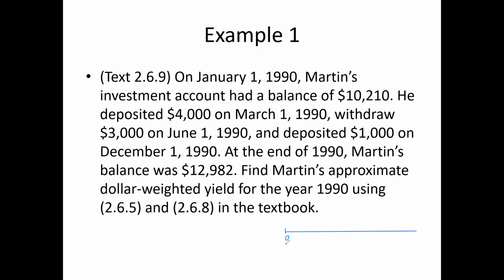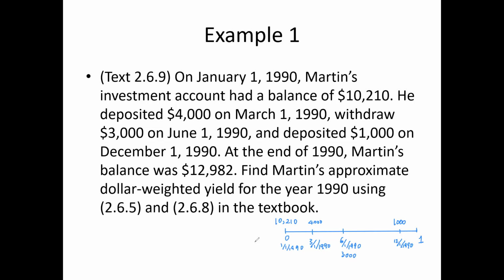That's time zero, which is January the 1st, 1990. Martin has so much money in the account. And on March the 1st, 1990, he deposited $4,000. And on June the 1st, he withdrew $3,000. That's put on the bottom. And then on December the 1st, 1990, he deposited another $1,000. And then in the end, we have December the 30th, 1990. So its time is 1. Okay.